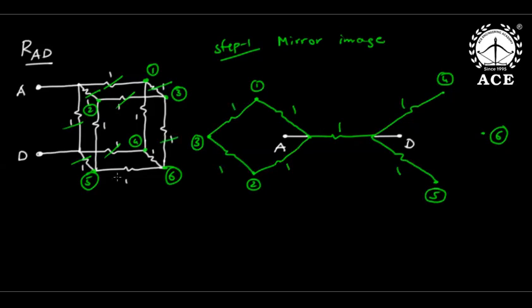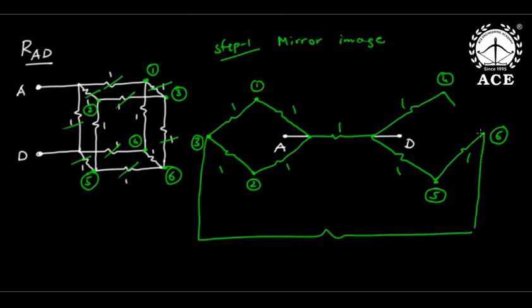Then here also, 6 to 3 is 1 and 6 to 5 is 1. Let me write it here first so that you do not forget. 6 to 4 is also 1. And then finally, 1 to 4 is 1.